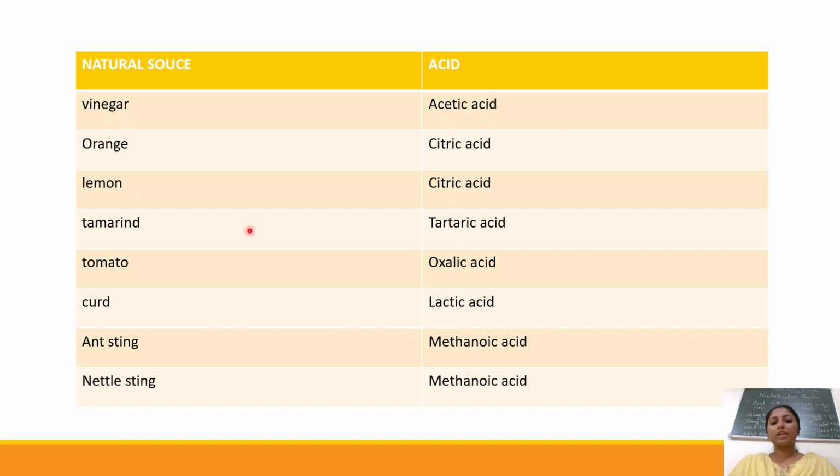Okay, what about turmeric? It will have tartaric acid. So we can compare the name with the acid. By that we can remember each type of acid occurring within these fruits and vegetables. Okay, so what about tomato? Tomato will have oxalic acid. What about curd? Curd will have lactic acid. Actually curd and milk have lactic acid. Curd is produced by the lactobacillus bacteria acting on the milk. So we can say that both milk and curd have lactic acid.